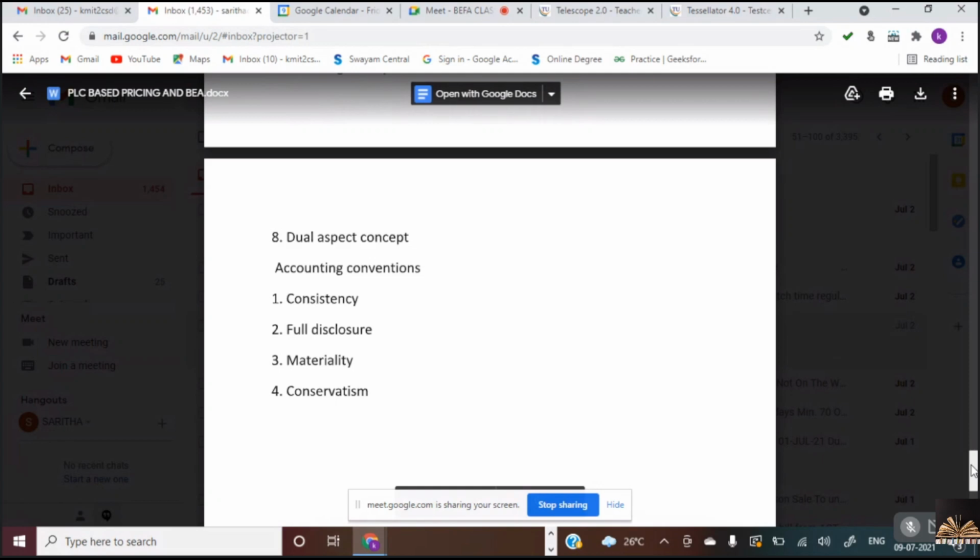How many concepts are there? There are 8 concepts. So the dual aspect concept says that for each and every transaction that happens in the business, there are 2 effects, 2 impacts, or 2 accounts that would be affected. For example, purchase of furniture. What are the 2 accounts that are affected? Purchase account and cash account. One is debited, one is credited.